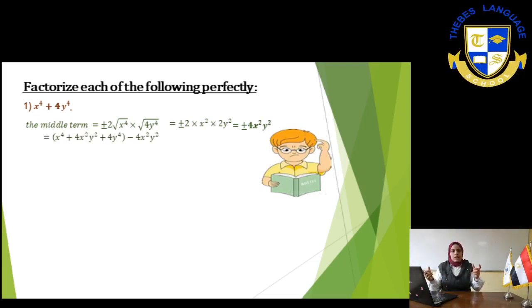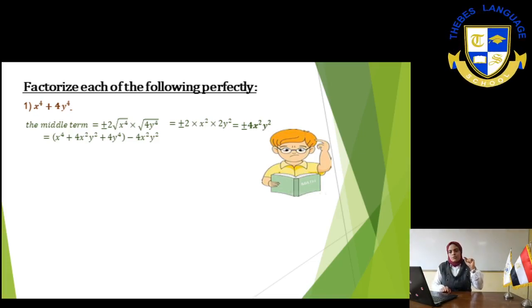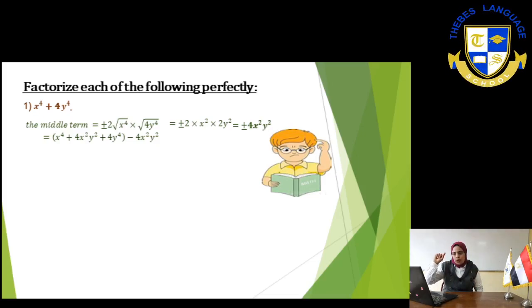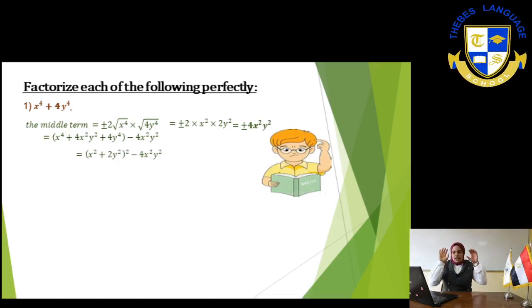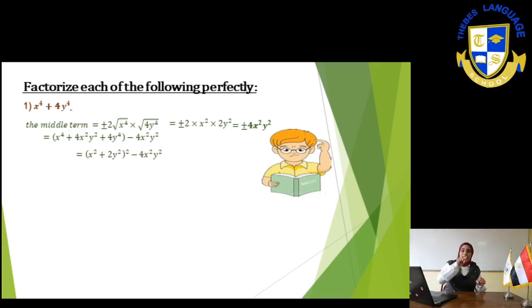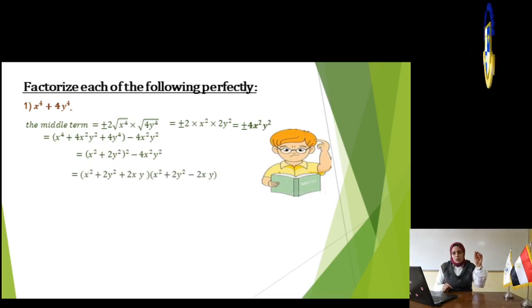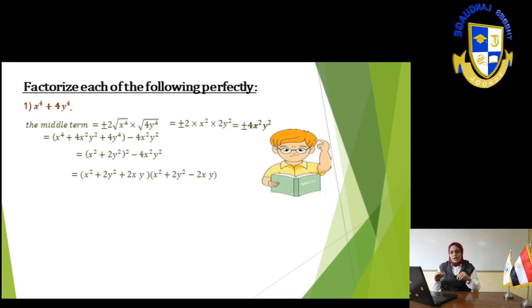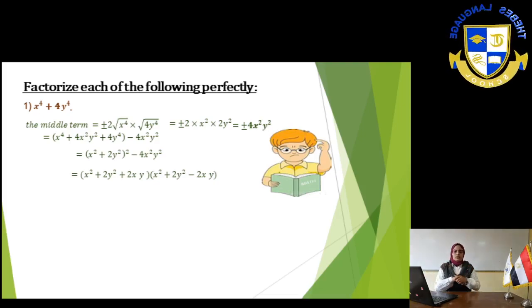to have perfect square trinomial, which factorized into x power 2 plus 2y power 2 all to the power 2. And 4x power 2 y power 2, it will be factorized as 2xy. Here we have the difference between two squares. We will factorize it again, as we studied before, into the last step, which is x power 2 plus 2y power 2 plus 2xy in a bracket, then x power 2 plus 2y power 2 minus 2xy.